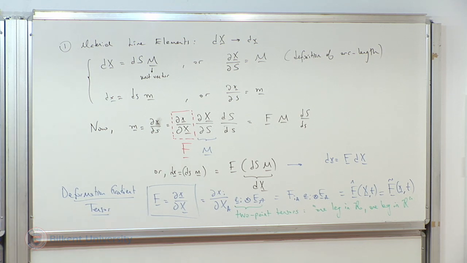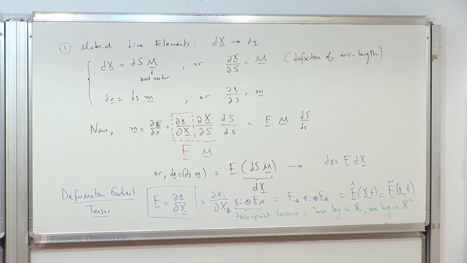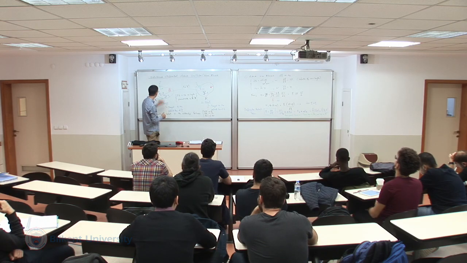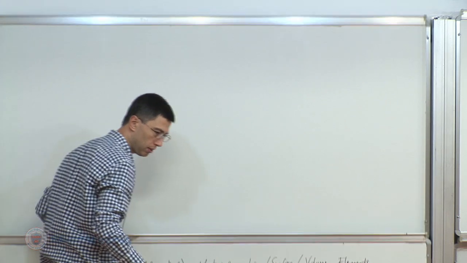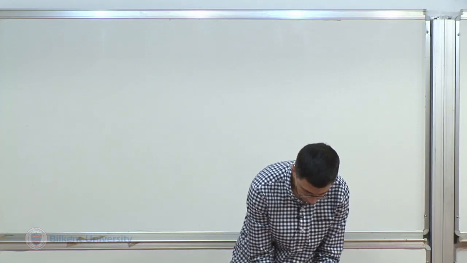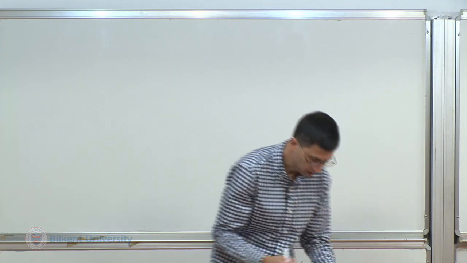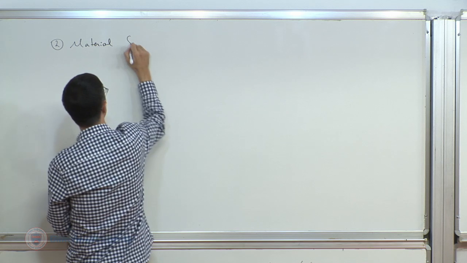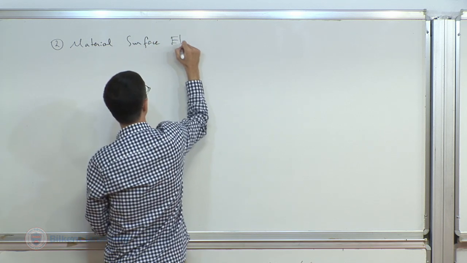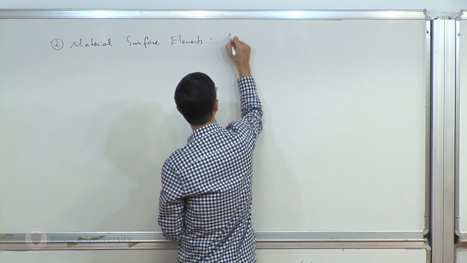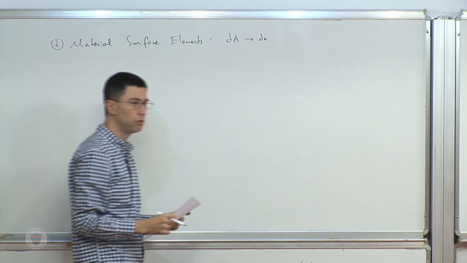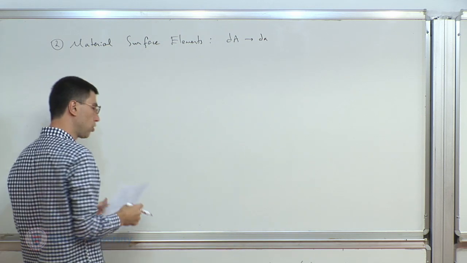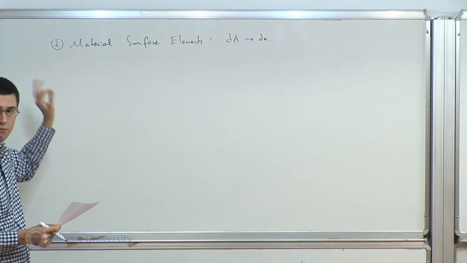No. All right. So let's do the area element. Now, the line element actually does most of the job for us. Once we figure out how the material line elements are mapped, the rest is actually pretty straightforward. So let's look at the green one. Material surface elements. And so in this case, we are interested in how d capital A is mapped into d small a.